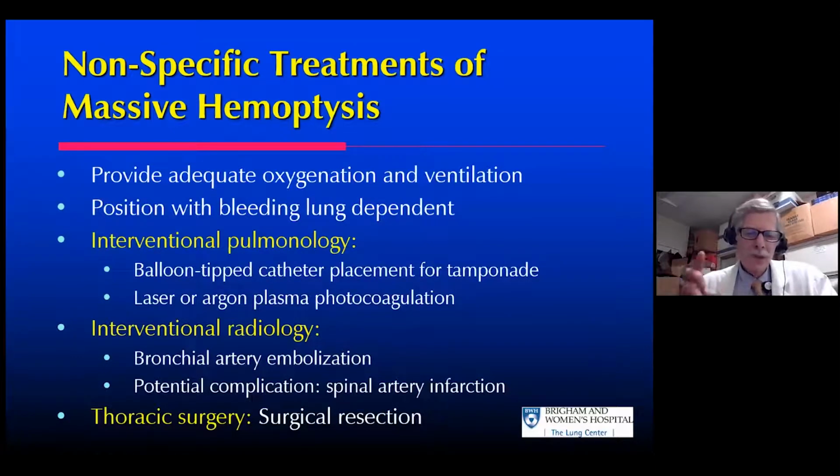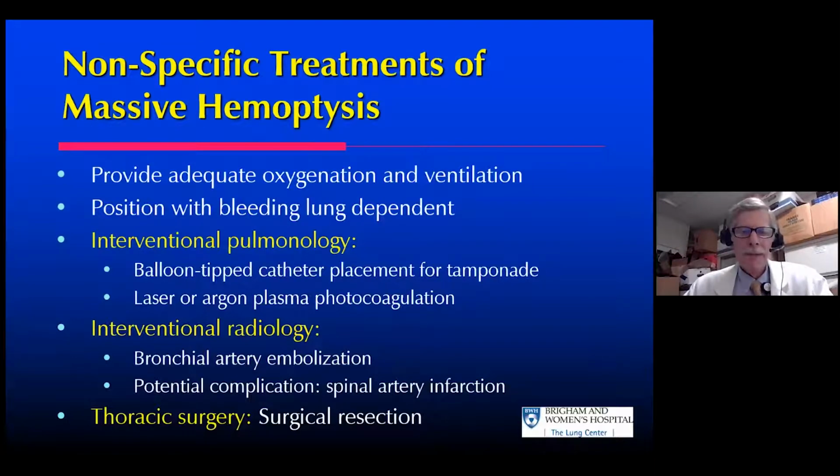Knowing that there is a small risk that as you try to put a clot into the bronchial artery as it comes off the aorta, it misses and goes into the adjacent spinal artery. You can cause spinal artery infarction and quadriplegia. That's a rare but frightening complication of the procedure. And you may also call your thoracic surgeon if there's focal disease like that aspergilloma and otherwise pretty good lung function. They might be able to resect the cause of massive hemoptysis.